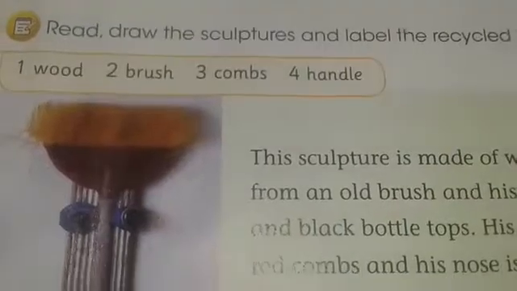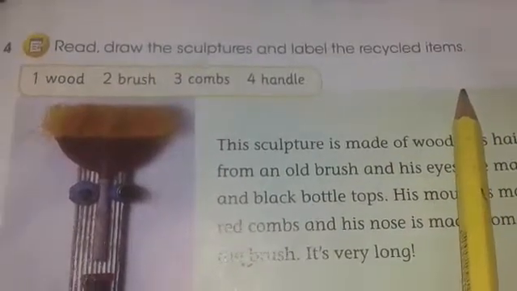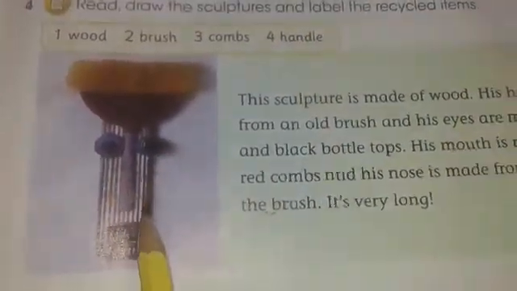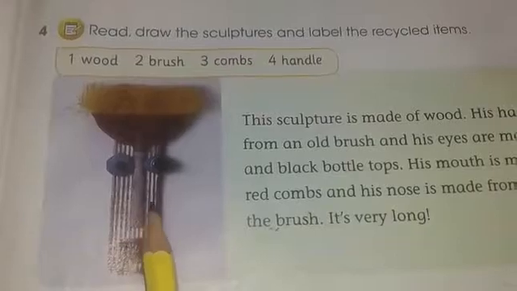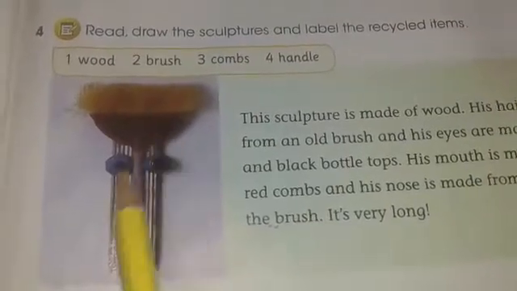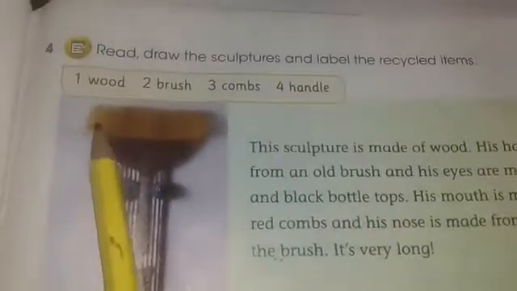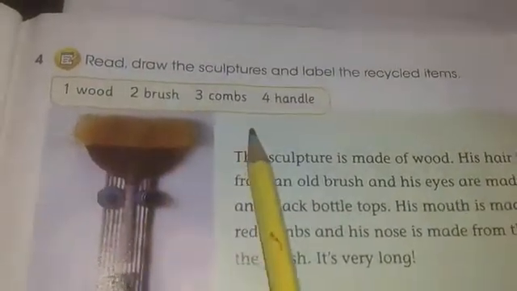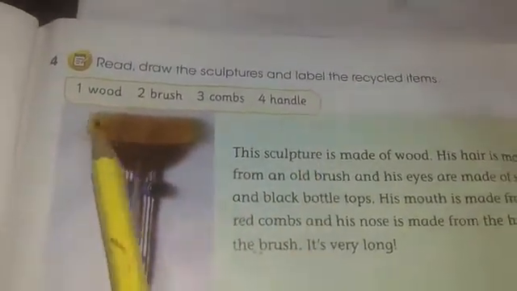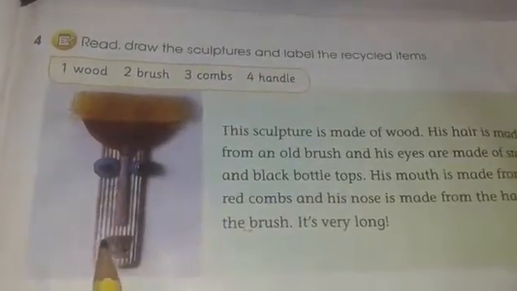Now turn the next page, 83. Read, draw the sculptures and label the recycled items. Here he has made a recycled item here, right? He has recycled using broomsticks, plastic items, and he has made a face. Number 1, wood, brush, combs and handle. So just write the names next to the objects.